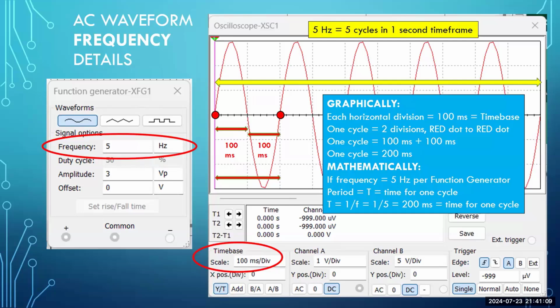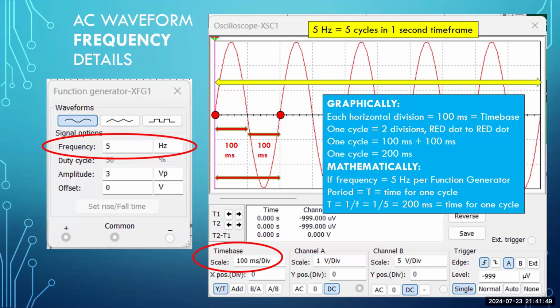Graphically, each horizontal division represents 100 milliseconds. That's your time base. That's the red oval, the lower left of the oscilloscope. One cycle is from the red dot to the red dot, and one cycle is comprised of 2 divisions. So if each division is 100 milliseconds, then 2 of those, 100 milliseconds plus another 100 milliseconds, will be 200 milliseconds. That is the time for one cycle.